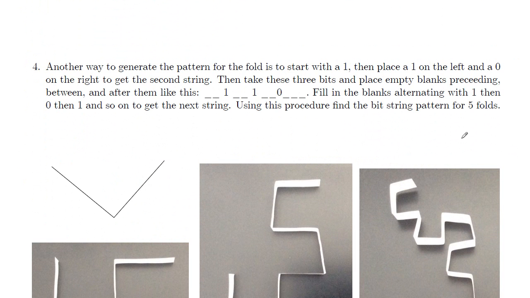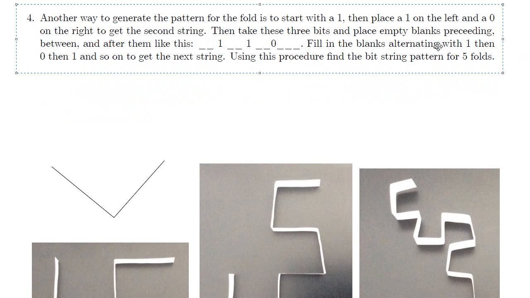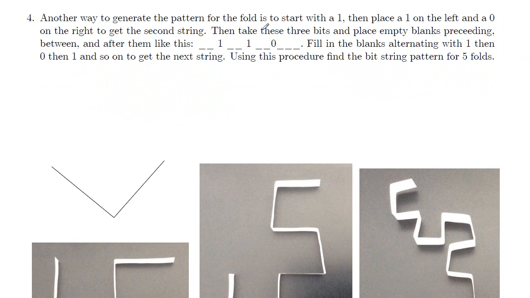And then for problem 4, they mention here that another way you can generate the patterns is to start with a 1, place a 1 on the left and a 0 on the right to get the second string, and then take those 3 bits and place empty blanks in them, preceding and after, and then fill in the blanks alternating with 1s and 0s.